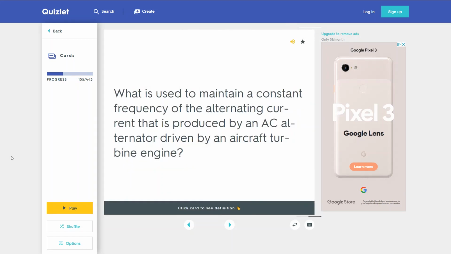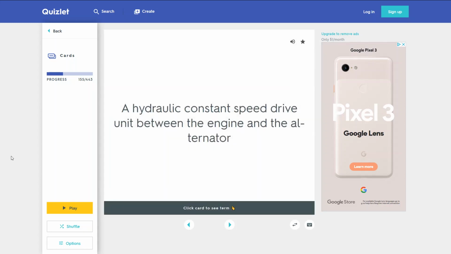What is used to maintain a constant frequency of the alternating current that is produced by an AC alternator driven by an aircraft turbine engine? A hydraulic constant speed drive unit between the engine and the alternator.